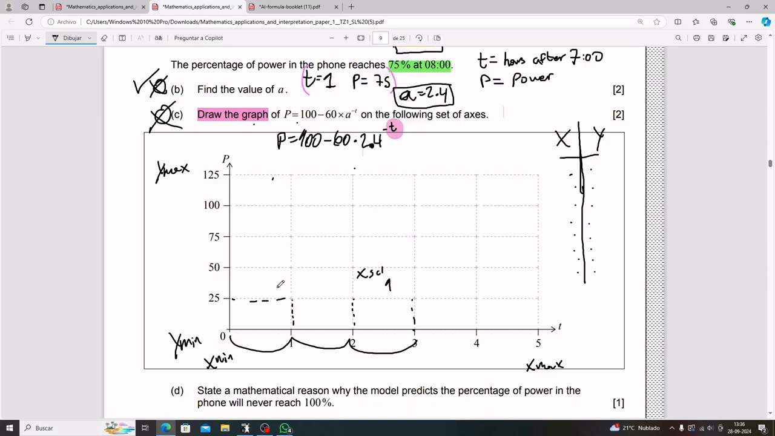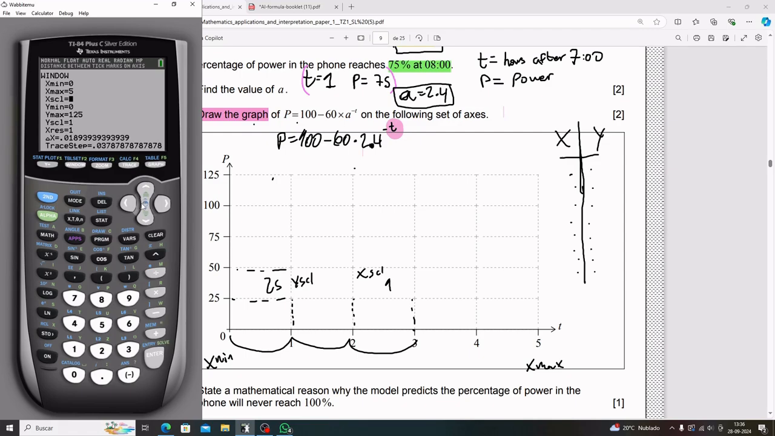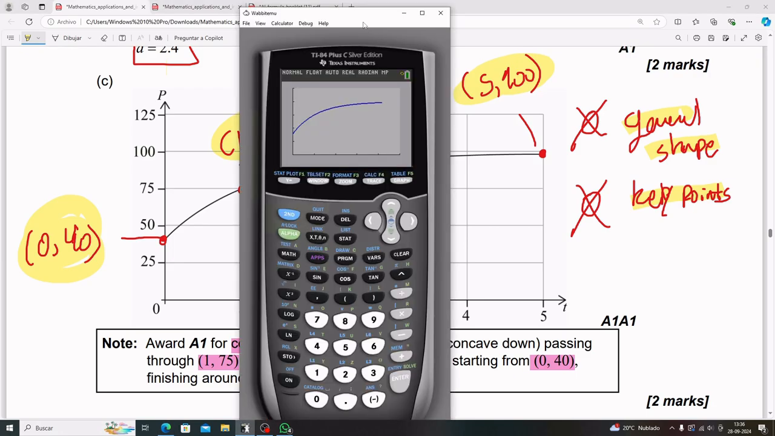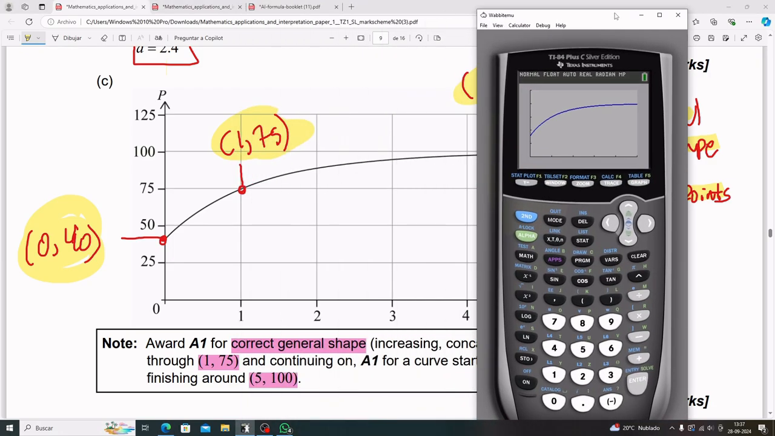While your y SCL, well, by how much is it increasing? It's increasing by 25. 0 to 25, 25 to 50, 50 to 75. So actually from here, if you want to have it ultra perfect, SCL for the y is 25. See? So now we press graph, bada bim, bada boom. Now it looks a heck of a lot like the answer key now, doesn't it? See?